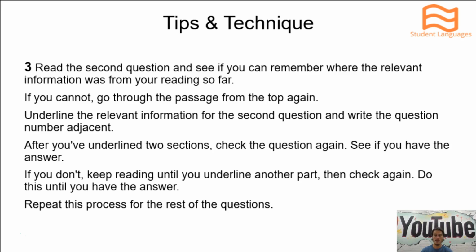And finally, you should repeat this process for the rest of the questions. So, read a question, start reading the passage from the top, underline the relevant parts, write the question number next to where you've underlined, look at the question, do you have the answer? If yes, great. If no, keep reading through the passage till you underline another part, write the question number next to it, check the question, see if you have the answer. If you don't, keep reading. If you do, great. And use that method for each of the 4 questions.